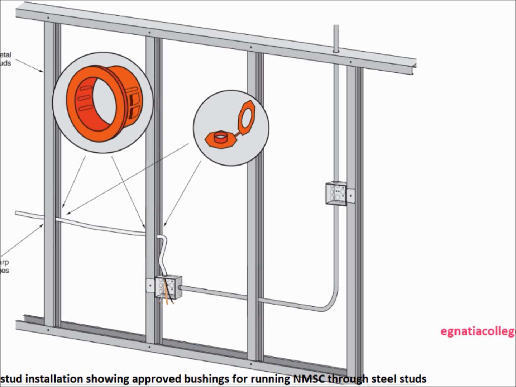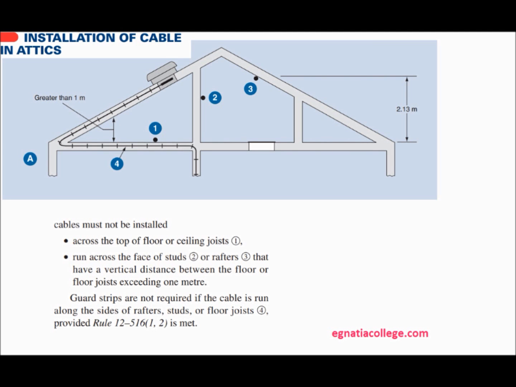Installation of cables in attics. Wiring in the attic must be done in cable and meet the requirements of Rules 12-500 through 526 for non-metallic sheathed cable. In accessible attics, as shown in Part A of this figure, cables must not be installed across the top of floor or ceiling joists as shown at number 1, run across the face of studs as number 2, or rafters as shown at number 3, that have a vertical distance between the floor or floor joists exceeding 1 meter.